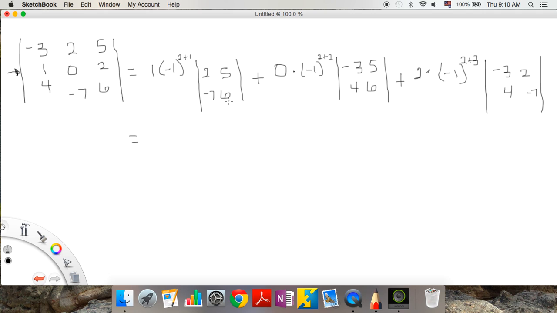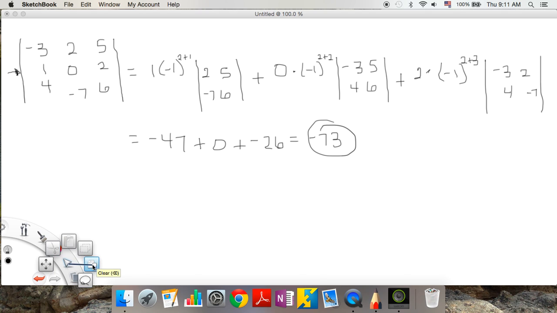We've got 12 minus negative 35. So that gives us 47 times the negative 1 is negative 47. We know that one's 0. We don't have to calculate any of that stuff out. And then here we've got 2 times negative 1 to the fifth. So that's negative 1. So that's negative 2. And then 21 minus 8, right, 13 times negative 2 gives us our negative 26, and we end up with negative 73. And you should have gotten that no matter what row or column that you used. This works for bigger square matrices as well.